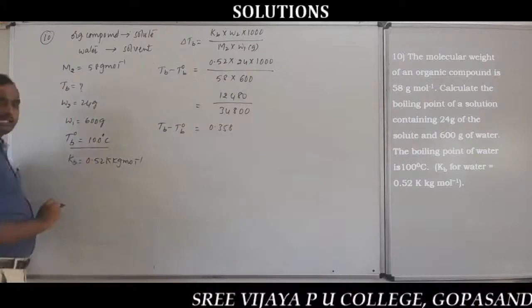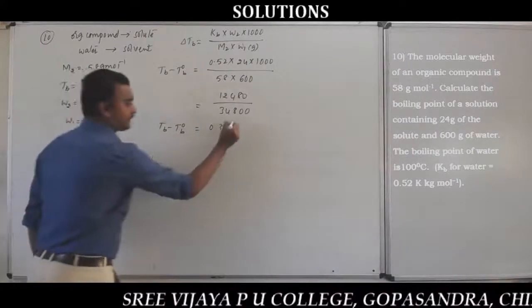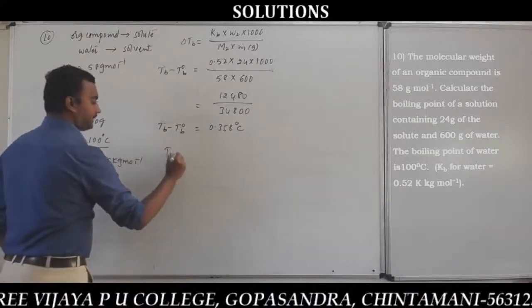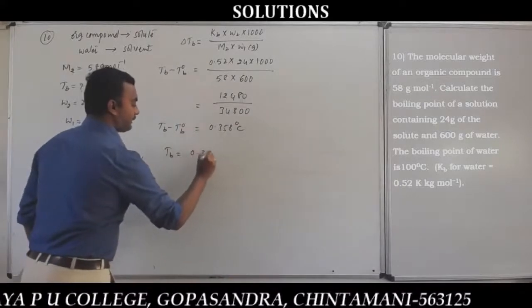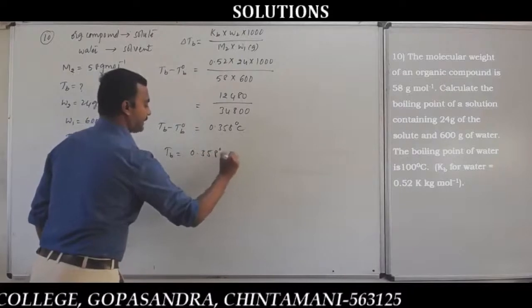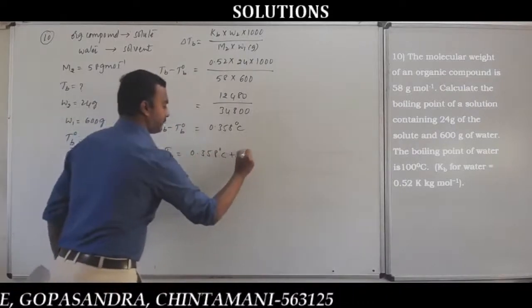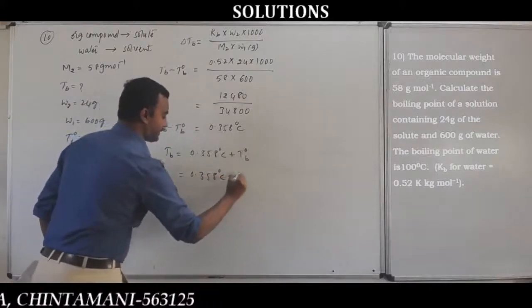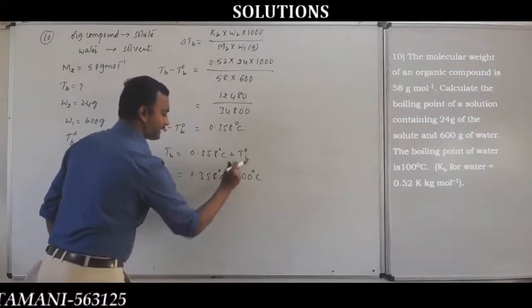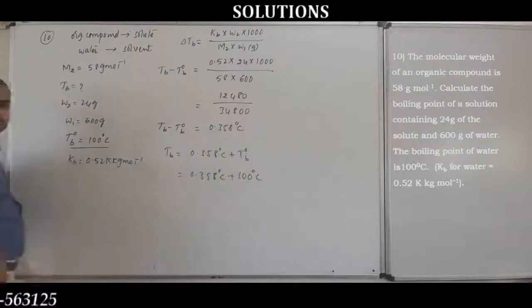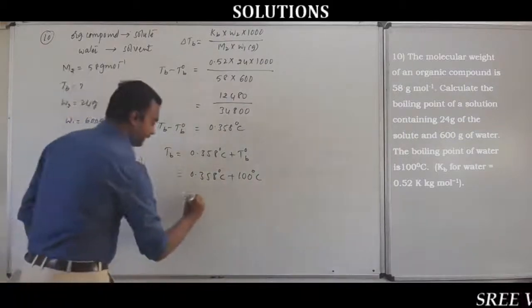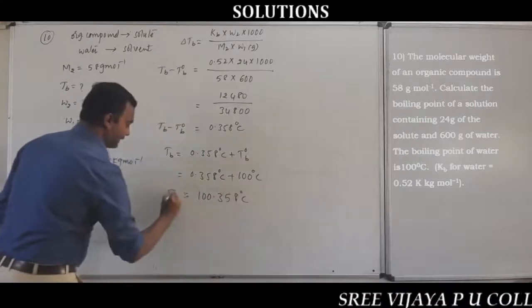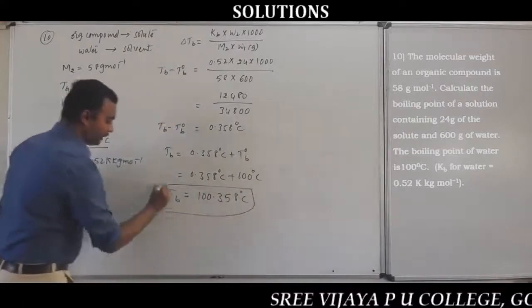The difference Tb minus T0b is in degrees Celsius, and the other temperatures are also in degrees Celsius. Therefore, we have to calculate Tb, which is equal to 0.358 degree Celsius plus T0b. That is 0.358 degree Celsius plus 100 degree Celsius, where 100 is T0b, the boiling point of pure water. That is equal to 100.358 degree Celsius. That is the boiling point of the solution.